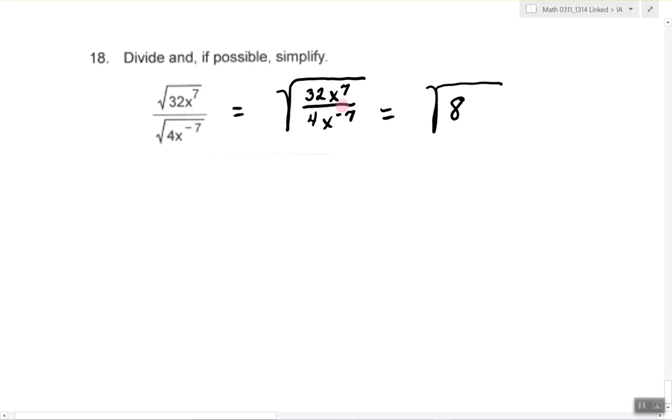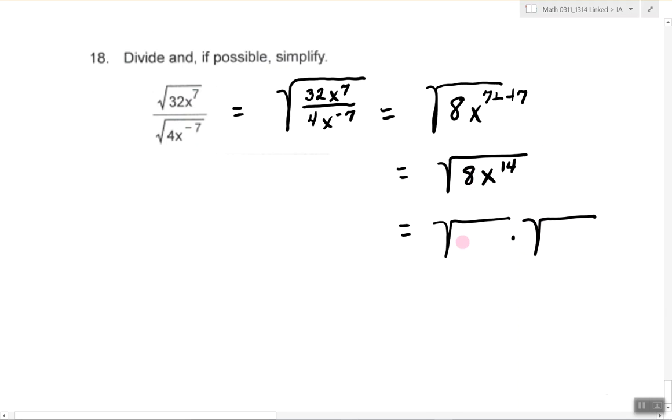Now, how do I do this? The quotient rule says that it will be x to the numerator 7 minus denominator power of negative 7. That means that I have the square root of 8x to the 14th. Why? Because minus means plus. Now can I simplify that? Yes.